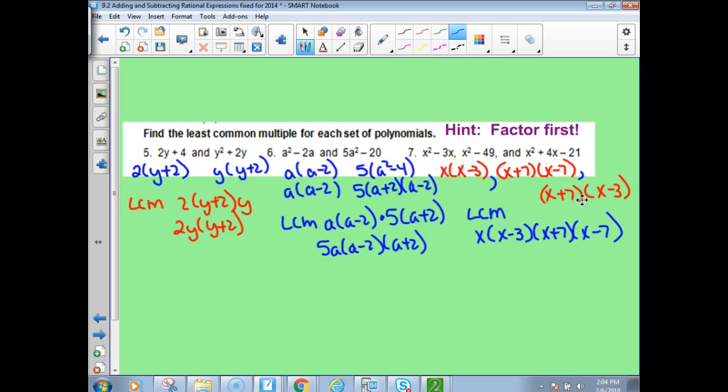And then I look at the third one and ask, do I have anything more that I need to add on to this? Since those are both already here, we don't want another one, right? You want the most that appears in any one factorization. If either of the factorizations had an x minus 3 and an x minus 3, you'd need both of them.